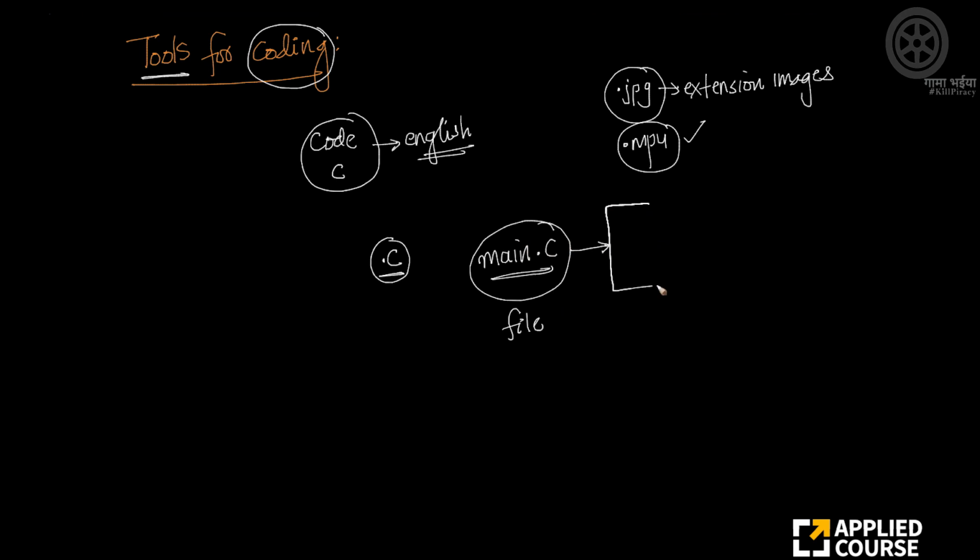There is an intermediate tool called a compiler. A compiler is also a program. What it does is it takes main.c, the C program that you've written, as input, and it outputs another file, which is called the executable file. Again, I'm simplifying a few things here.